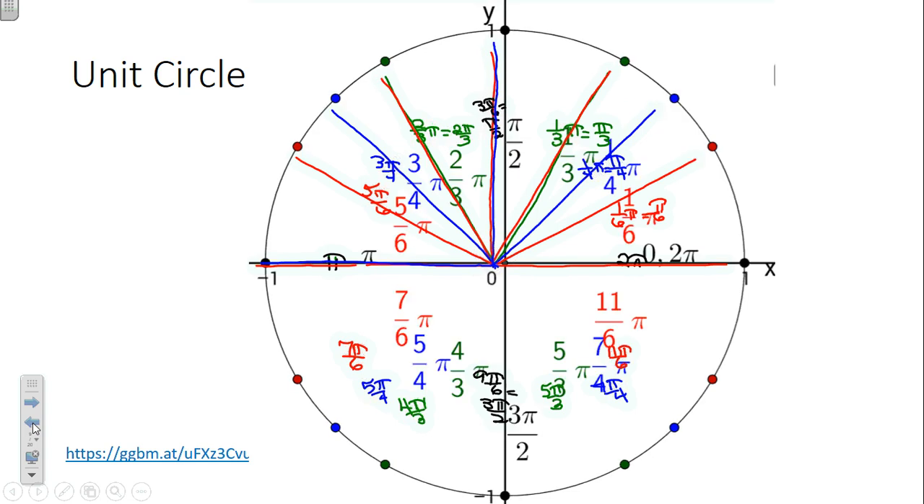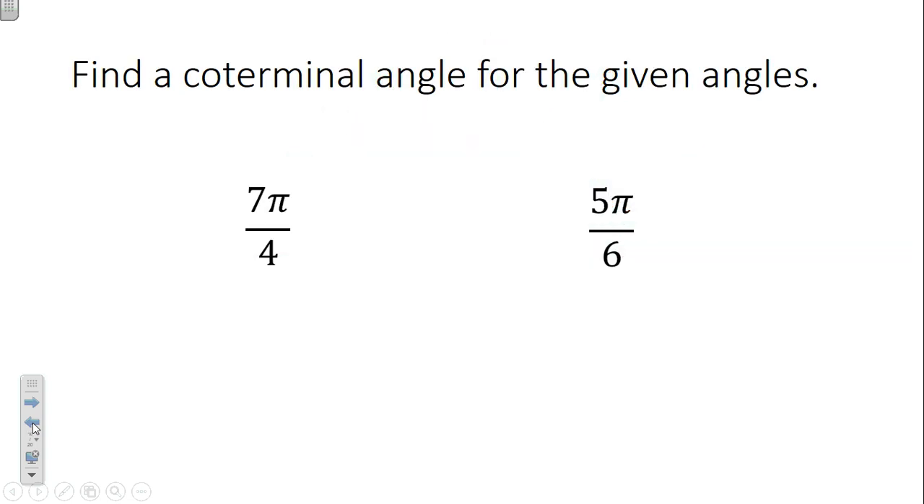Here we go. So now we want coterminal angles for the given angle. Okay, what did we do when we were in degrees? Added and subtracted 360. So what are we going to add and subtract if we're in radians? 2 pi. Okay, so when we want coterminal angles and they're in radians, we want to keep it in radians, we're going to add and subtract 2 pi.